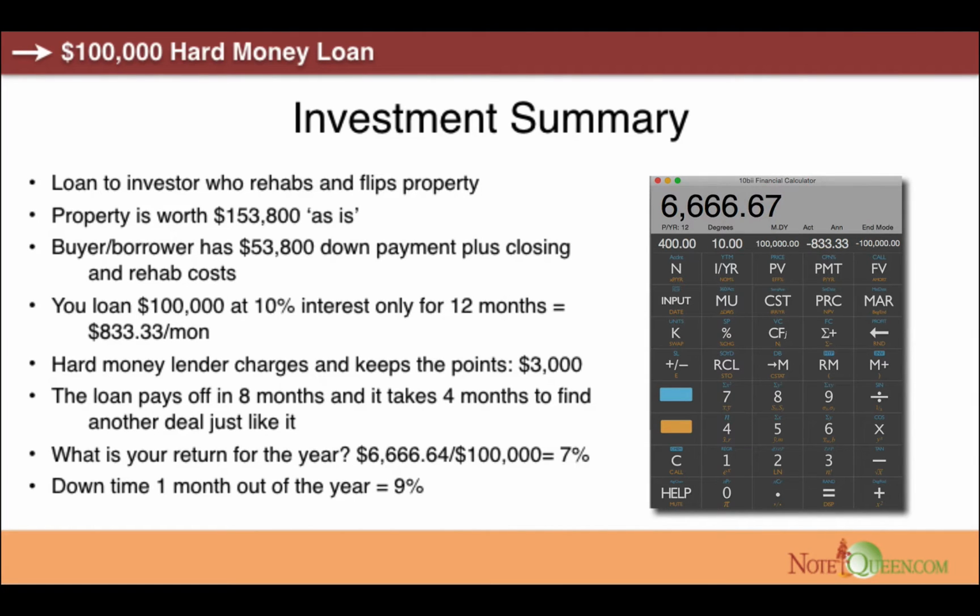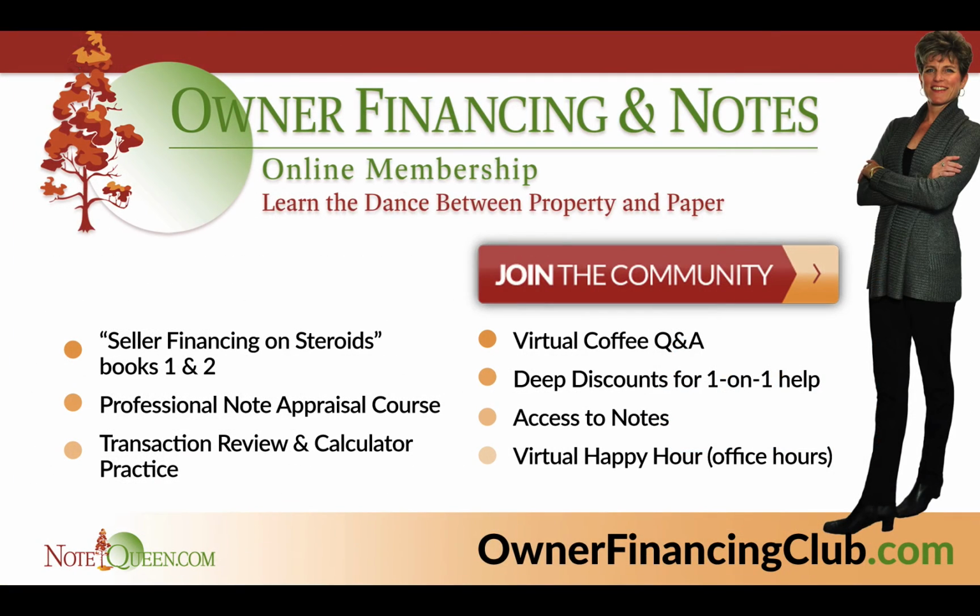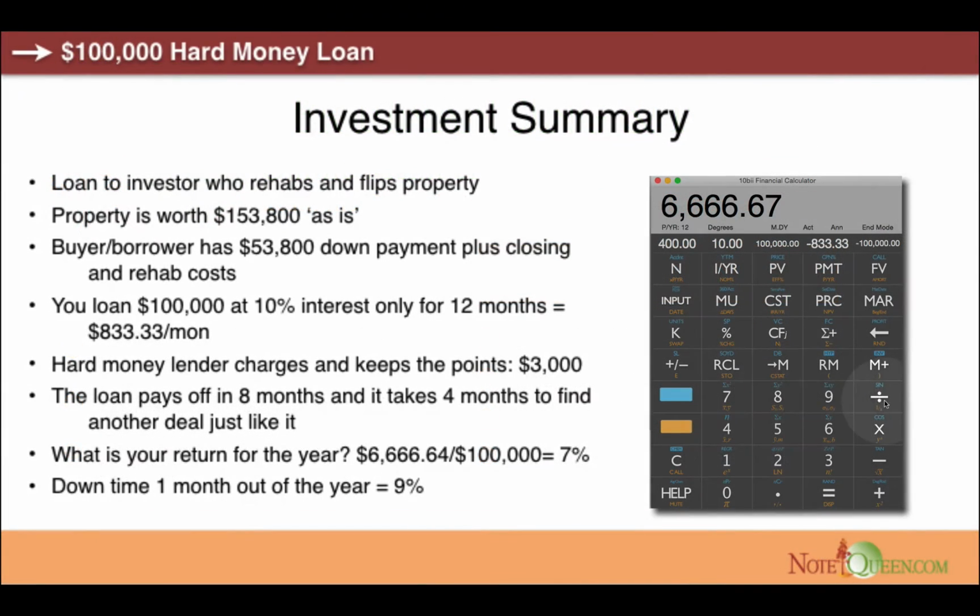And realistically, what if you get paid off, you had your 6,600 plus your 100,000 back, and maybe it takes you 4 months. It's not unrealistic. It might take you 4 months to get your money back out. Let's say you had another $100,000 loan. Unlikely it would be exactly the same, but what if? So basically you had 0% for 4 months and 10% for 8 months. So the 666 divided by 100,000 is how we come up with your 7%.